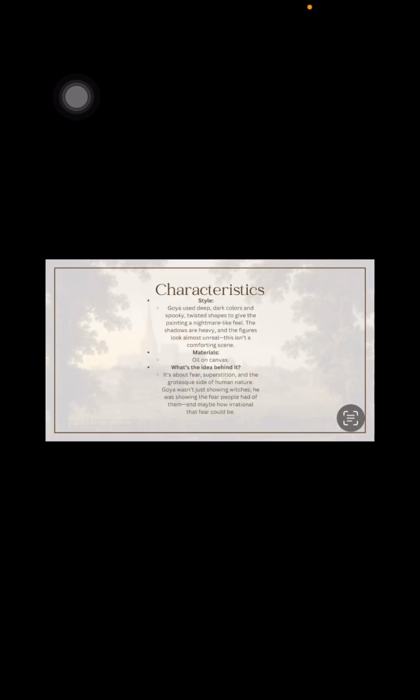Characteristics. Style. Goya used deep, dark colors and spooky, twisted shapes to give the painting a nightmare-like feel. The shadows are heavy and the figures look almost unreal. This isn't a comforting scene, and the materials he used are oil and canvas.